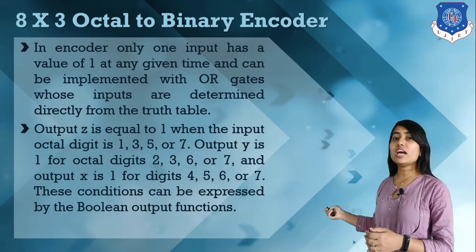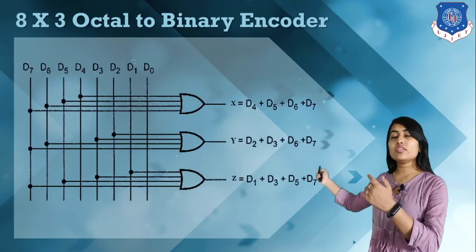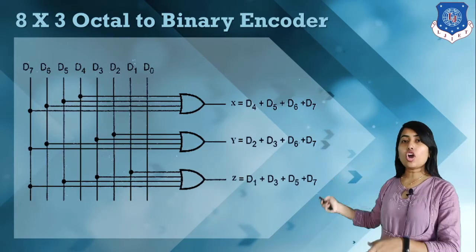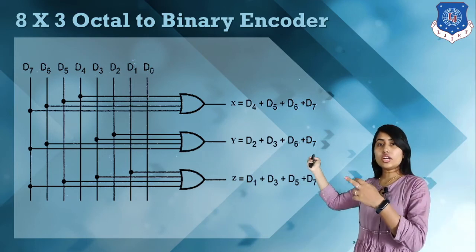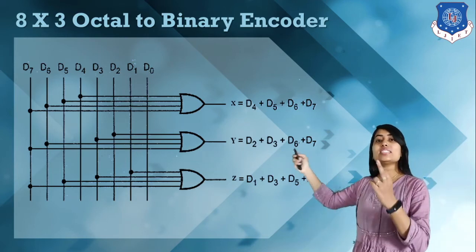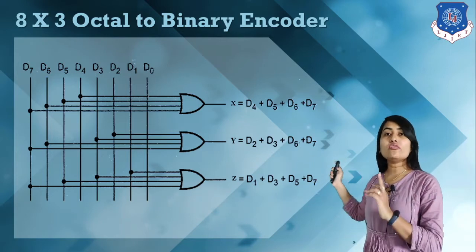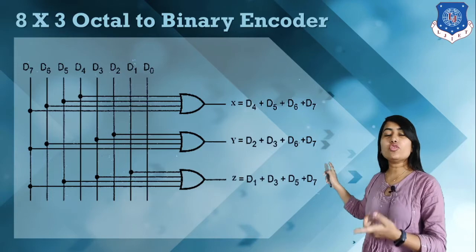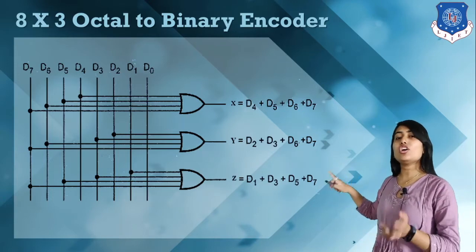So here we have the logical expressions and logic diagram of the 8x3 encoder. Here we have 3 OR gates. We use 3 OR gates because we have a total of 8 input lines, D0 to D7. X is equal to 1 whenever either D4 is equal to 1, or D5 is equal to 1, or D6 is equal to 1, or D7 is equal to 1.